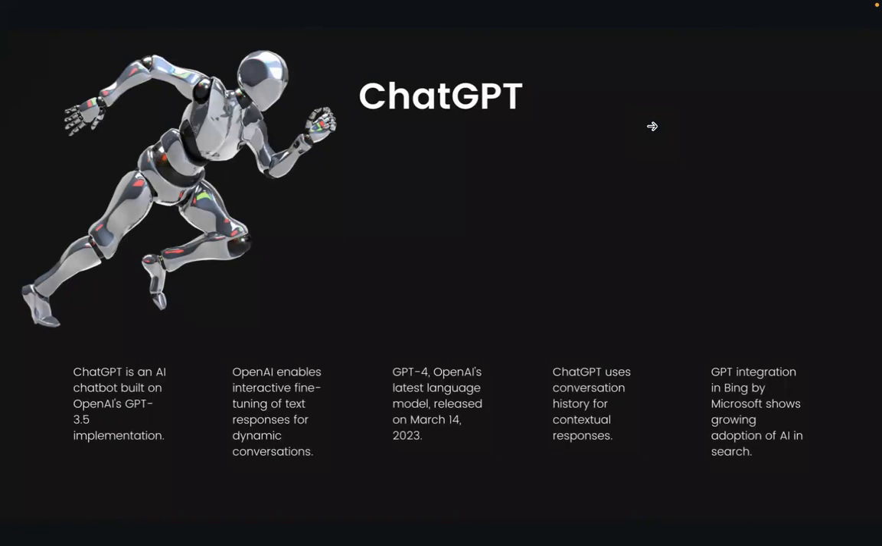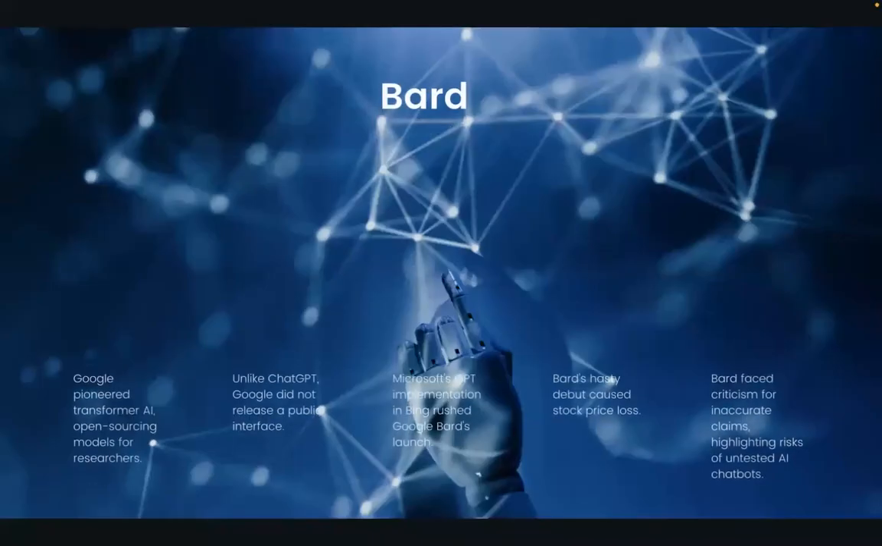ChatGPT is an AI chatbot. Right now, it is very much in the news. OpenAI enabled interactive fine-tuning of text responses for dynamic conversations. GPT-4 is a premium version of ChatGPT and the latest language model, released on March 14, 2023. ChatGPT uses conversation history for contextual responses. GPT integration in Bing by Microsoft shows that right now it is at a high level of growth and adoption in the industry.